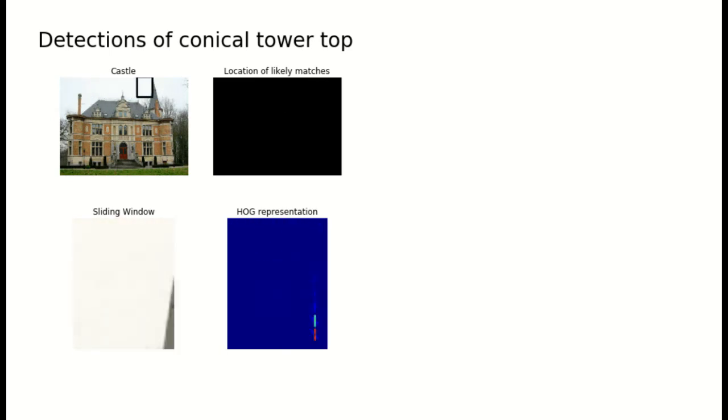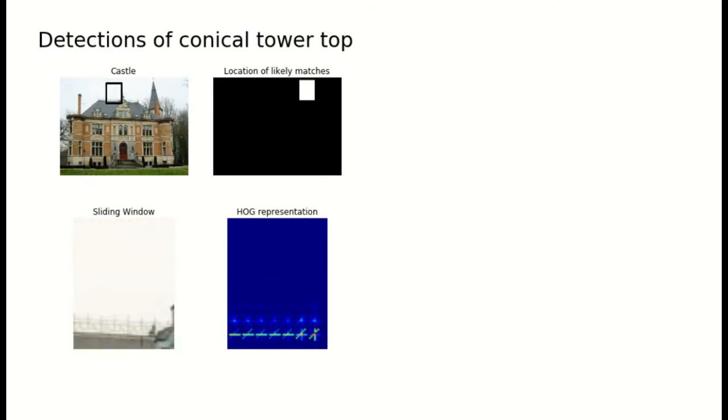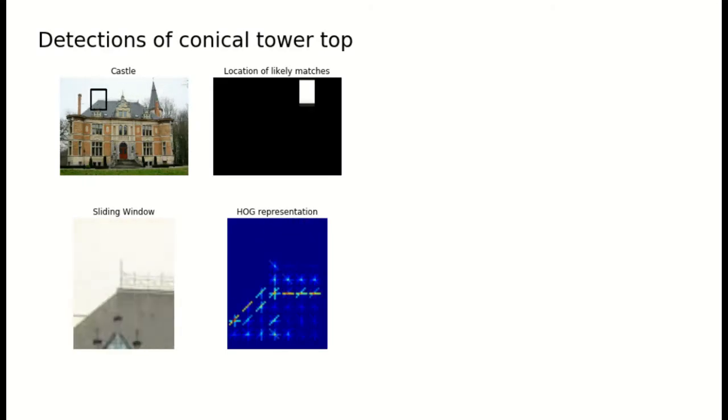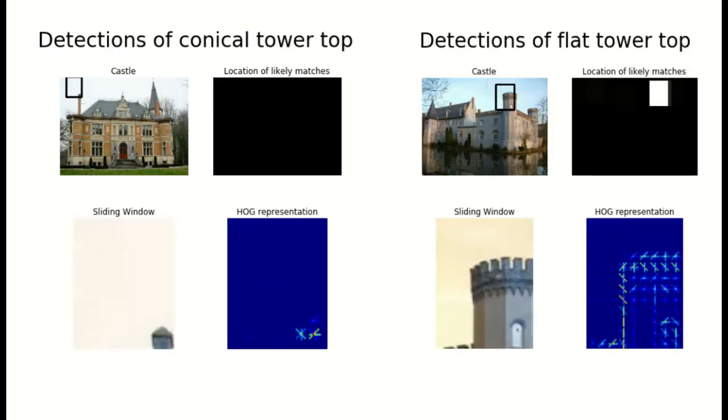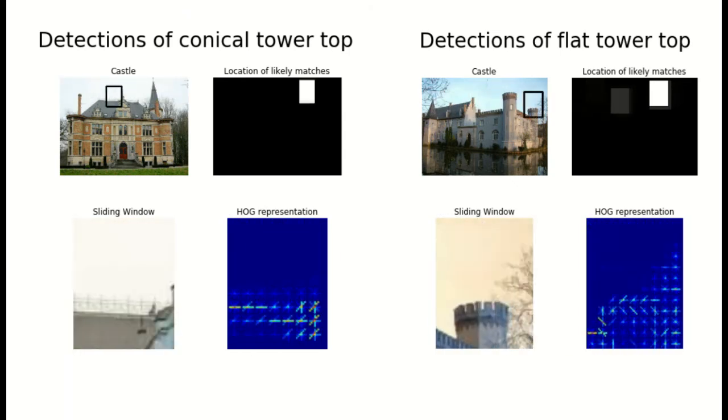Here we see a sliding window searching for an image of a conical roof. We are comparing the patches using the HOG representation of them. You can see this in the bottom right corner. You can see now the detections of a flat tower top also.